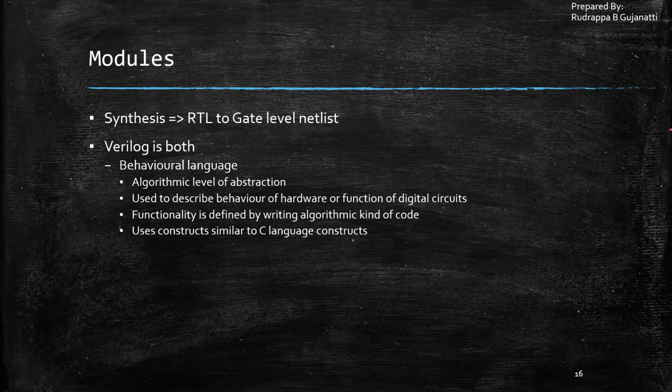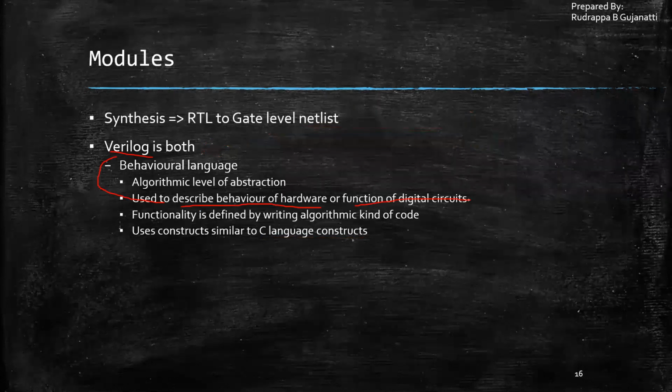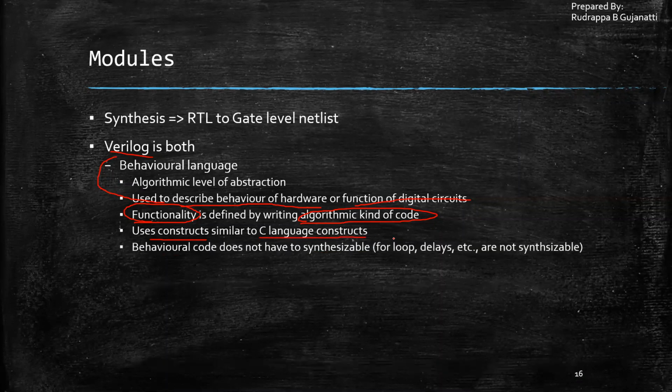I can define, say, int, and other things. There are again different concepts which come over here. So behavioral language is the highest level of abstraction, the algorithmic level of abstraction. Verilog is basically used to describe the behavior of the hardware and the functions of the digital circuits. The functionality is defined in an algorithmic way, and the constructs we use in Verilog are similar to those in the C language.